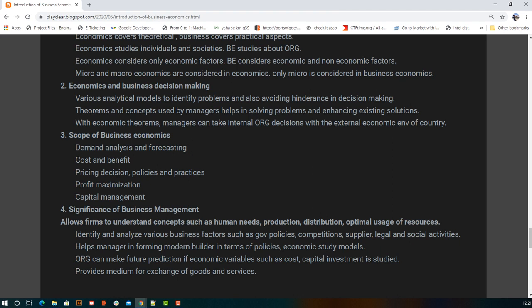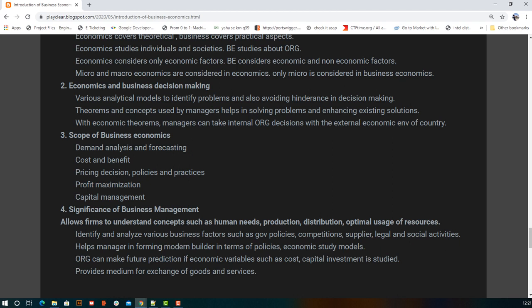Next, an organization can make future predictions if economic variables such as cost and capital investment are studied, which happens in business management. So it is a significant factor for business. Next, it provides a medium for exchange of goods and services. In scope, we studied the factors differentiating us from economics, and those same factors we use to give business management its specific significance. It is making a difference, it is providing value.